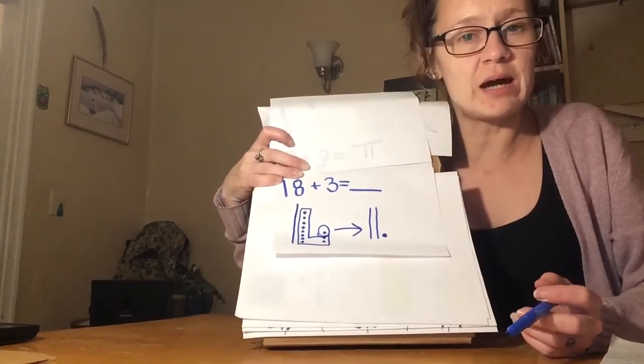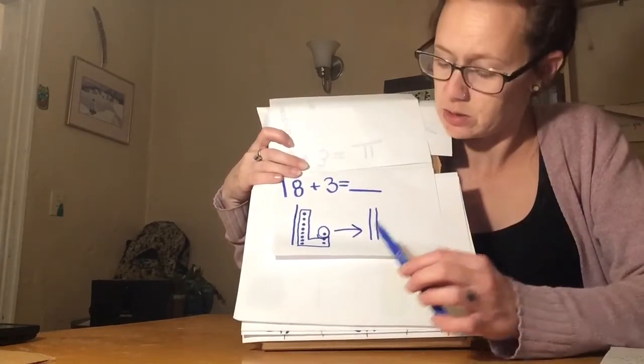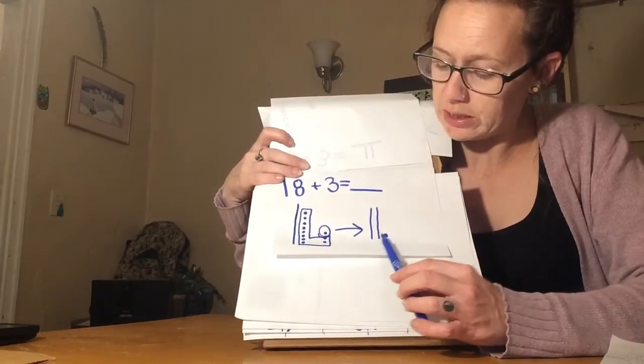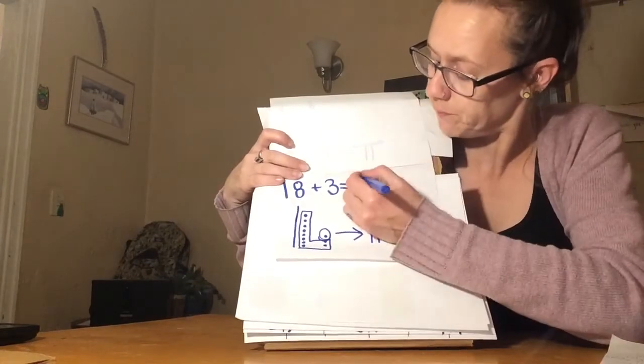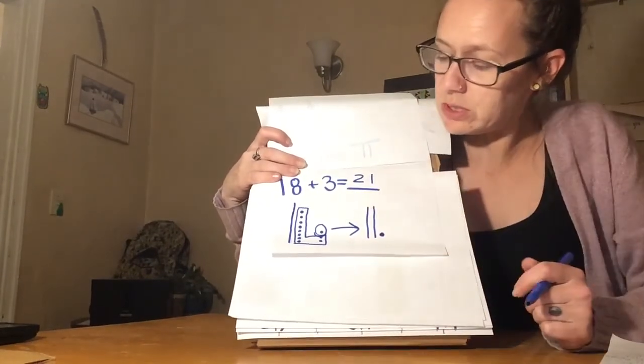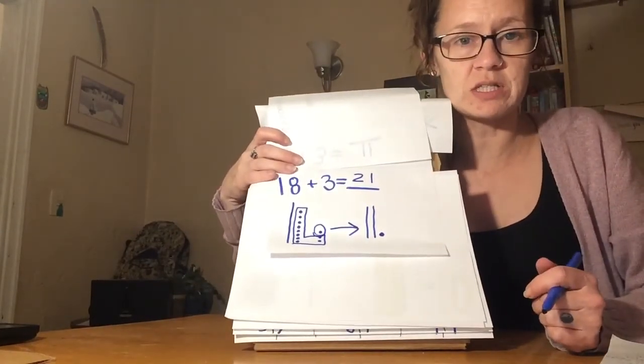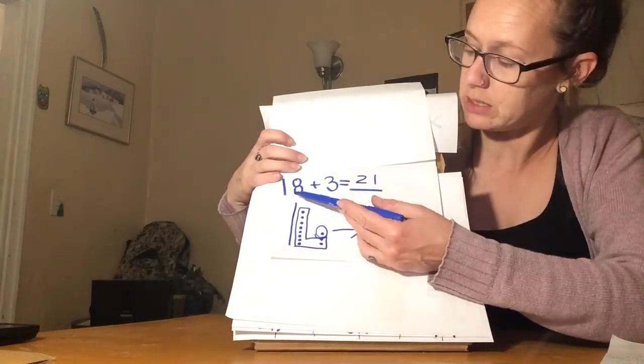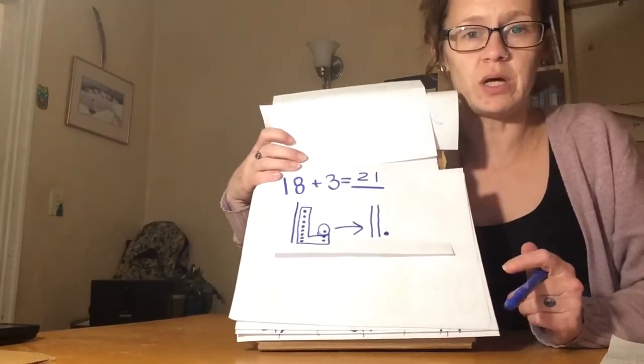So let's go ahead and count and figure out what our answer is. 10, 20, 21. So, using quick tens and ones, we can solve this problem and find out that 18 plus 3 equals 21.